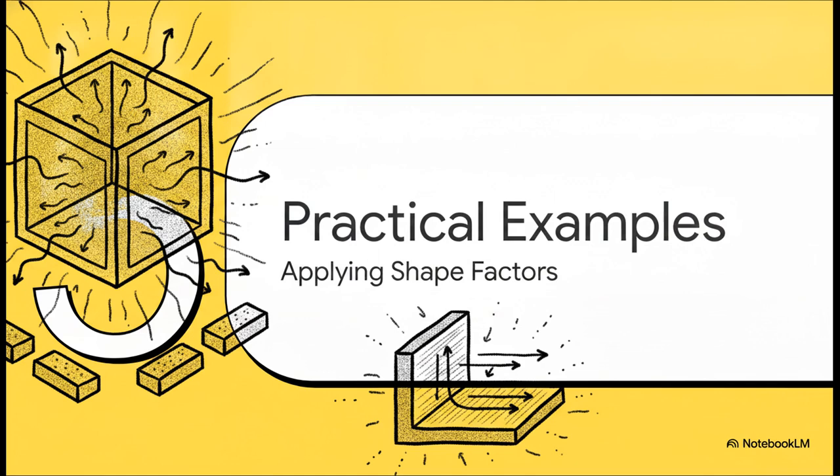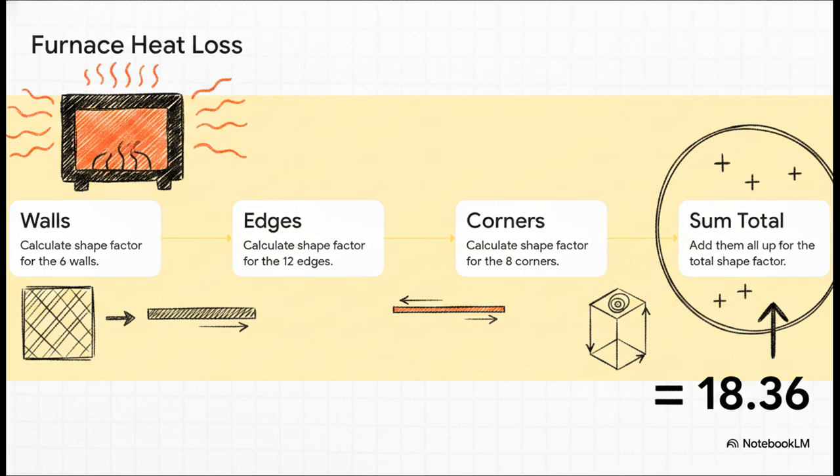Let's look at section 5, practical shape factor examples. Let's actually see this shortcut in action with a real-world scenario. Imagine a 3D cubicle furnace made of fireclay brick. Let's say it's 50 centimeters cubed on the inside, with 10 centimeter thick walls. The inside is blazing hot at 500 degrees Celsius, and the outside is sitting at 50 degrees. To figure out the heat loss, we just break this 3D shape down into its components using different shape factors.